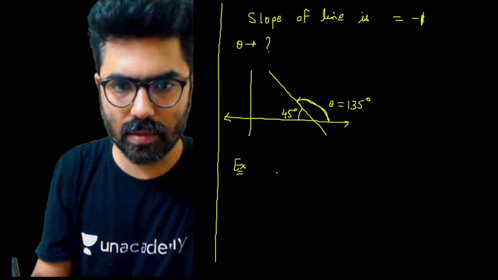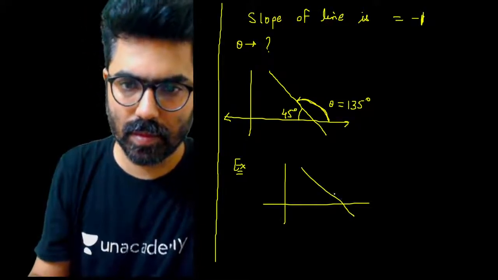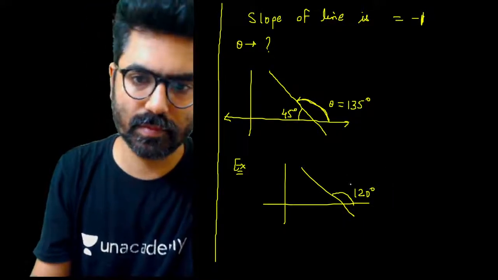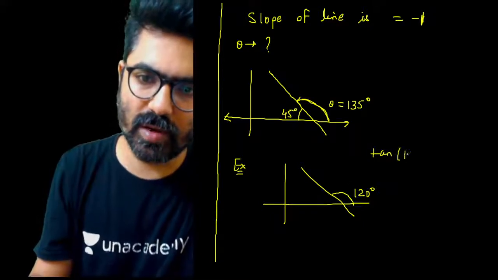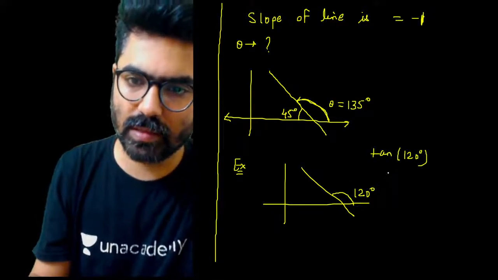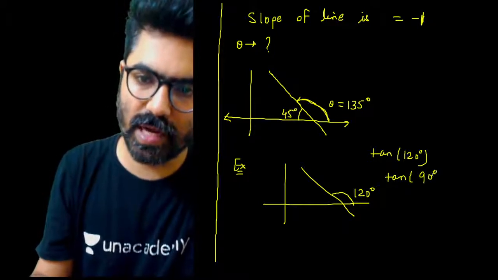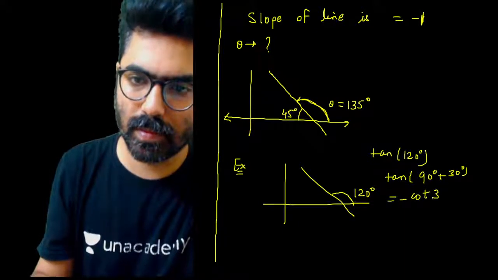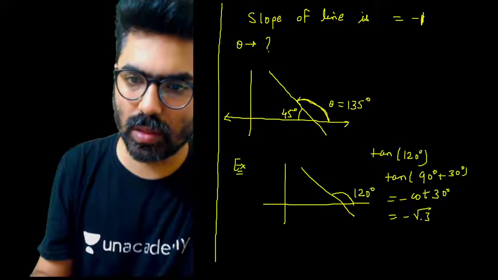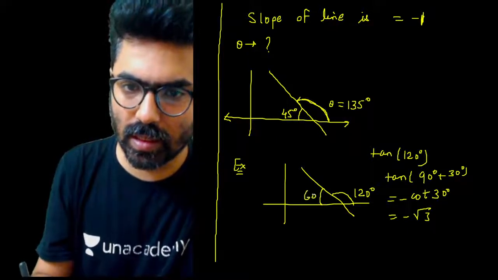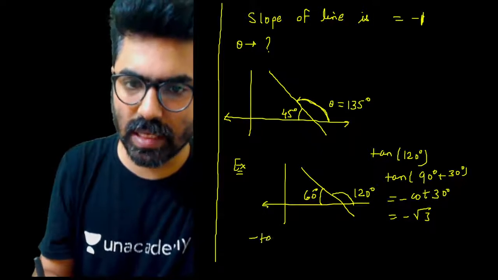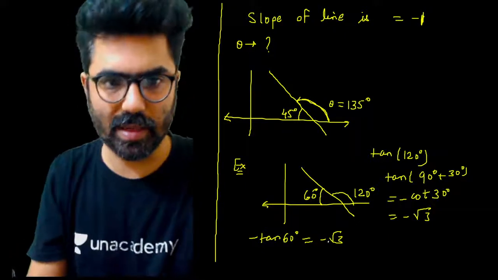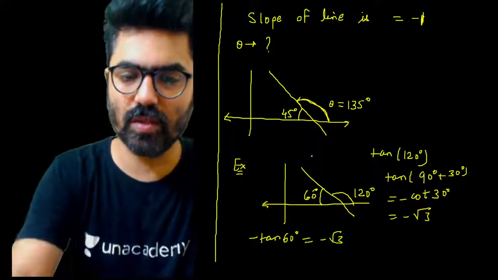Again, let's take an example. If this is 120 degree, then what is the slope of this line? It is tan 120, and tan 120 is tan of 90 plus 30, which is minus cot 30, and this is equal to minus root 3. You can answer in this way also. This is 60 degree with the negative x-axis, so minus tan 60. It's the same answer, minus root 3. So this is the way we find the slope.